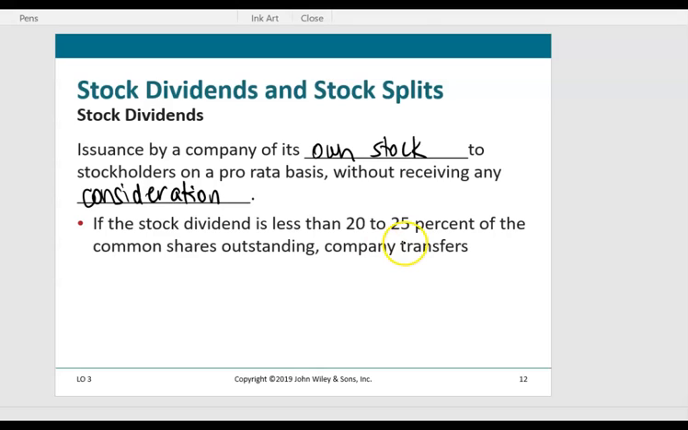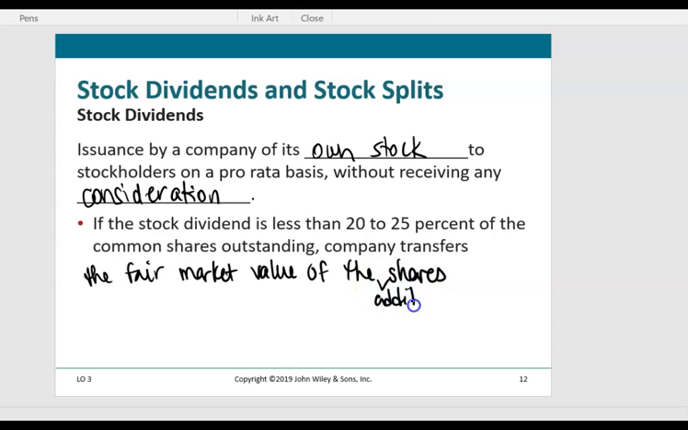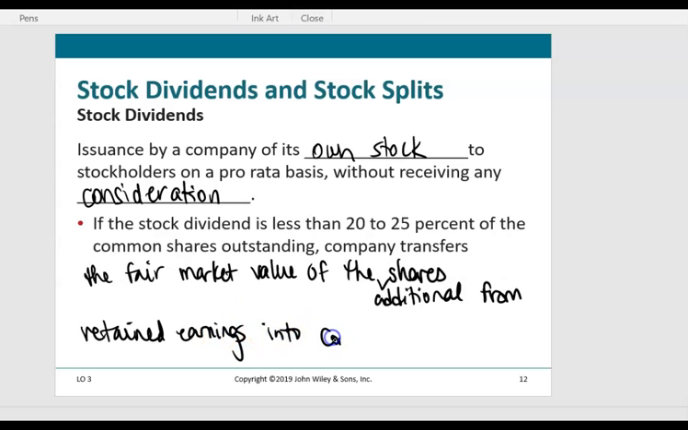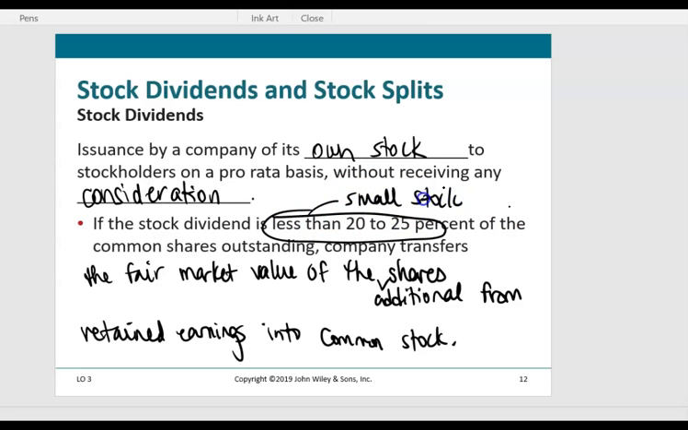If the stock dividend is less than 20 to 25% of the number of common shares outstanding, then the company transfers the fair market value of the shares that are issued in the stock dividend, of the additional shares that are given as dividend, from retained earnings into common stock, the common stock account. And less than 20 to 25% of the number of shares, this is referred to as a small stock dividend. There are different rules for a large stock dividend, as we'll see in a minute.